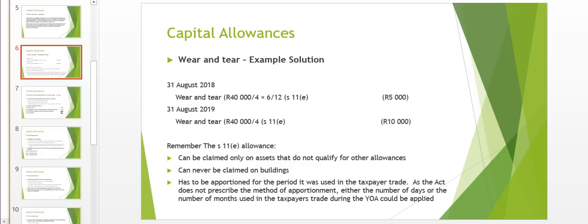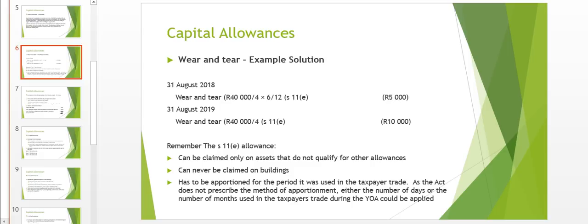you may allow a 5,000 Rand wear and tear Section 11(e) capital allowance deduction. Okay, and then during the 2019 year of assessment, we had this motorcycle for the full year of assessment. So we're going to say 40,000 Rand, the cost of the motorcycle, divided by 4 years, because that's according to Interpretation Note 47, the allowable write-off period for a delivery vehicle. That gives you a wear and tear allowance of 10,000 Rand during the 2019 year of assessment. Okay, so it's fairly simple.